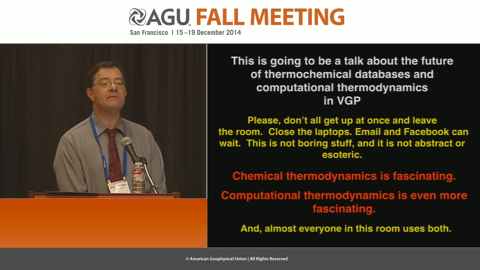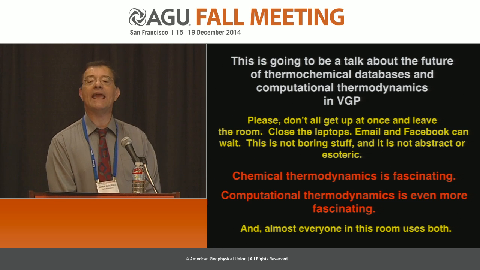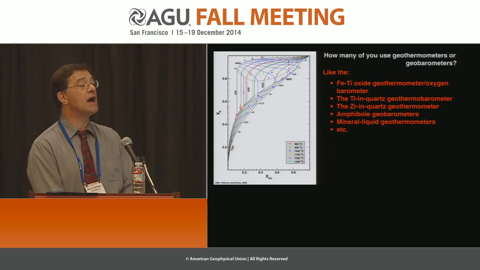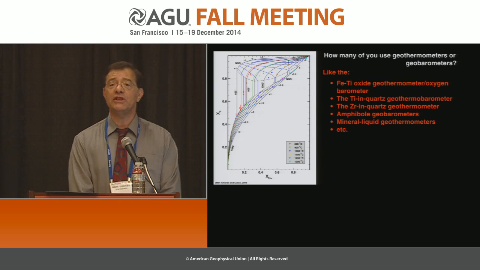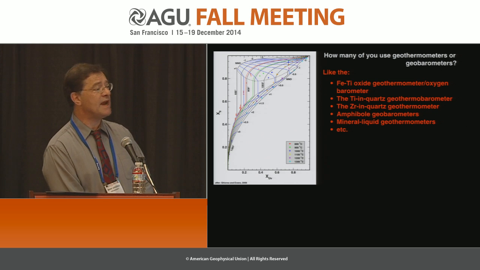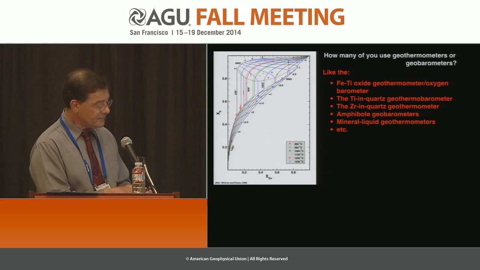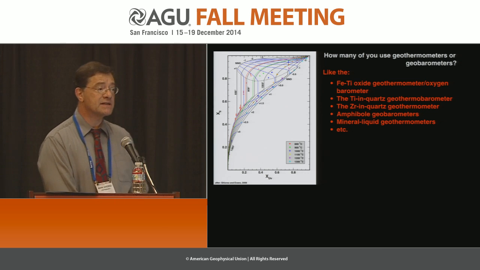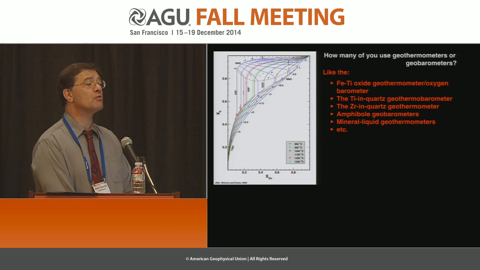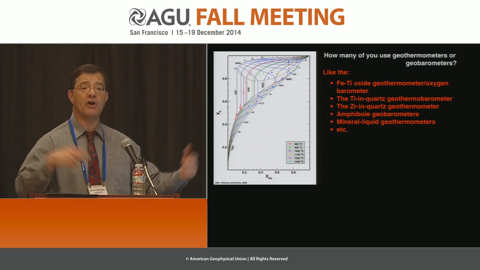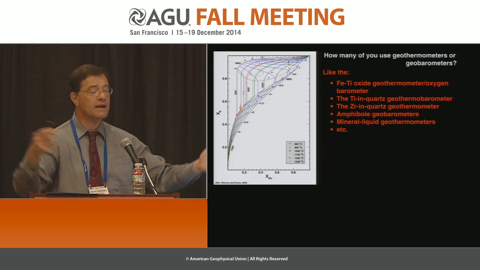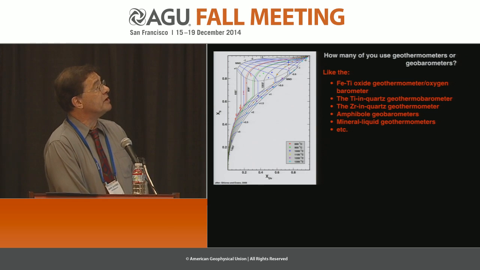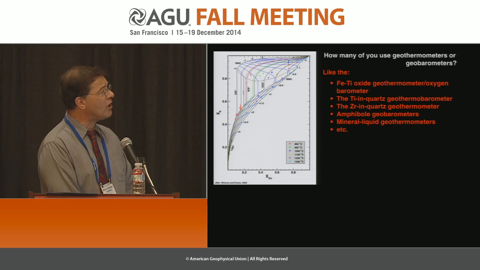And the reason it's fascinating is because everybody in this room, I guarantee it, actually does chemical thermodynamics and actually does computational thermodynamics. You all probably use geothermometers and geobarometers, right? Here's an example of the iron titanium oxide geothermometer, where compositions of ilmenite are plotted against compositions of magnetite, from which you can derive a temperature and an oxygen fugacity. You've all used that, right? Give me a sense. You've all used that? Yeah, sure you have. You've all used geobarometers. You've all used zirconium in quartz geobarometers. You've used all this sort of stuff.